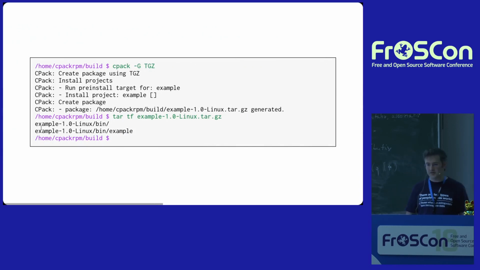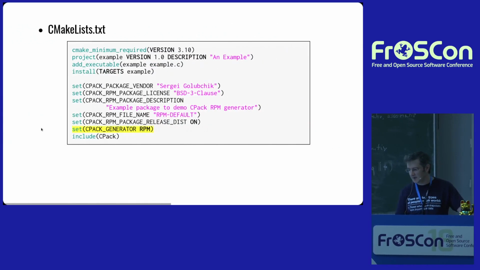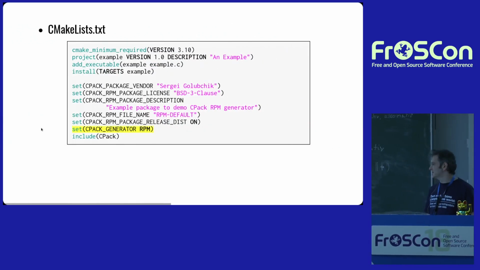I'll diverge for a few seconds and build a binary tarball. I just need to specify a different generator, no other changes at all. So I just run the tool differently. And it generates a tarball, and looking at the tarball, this is our binary example. So yeah, this shows how you can build different kinds of packages from the same source directory, from the same build tree, which is basically almost how we do that in MariaDB.